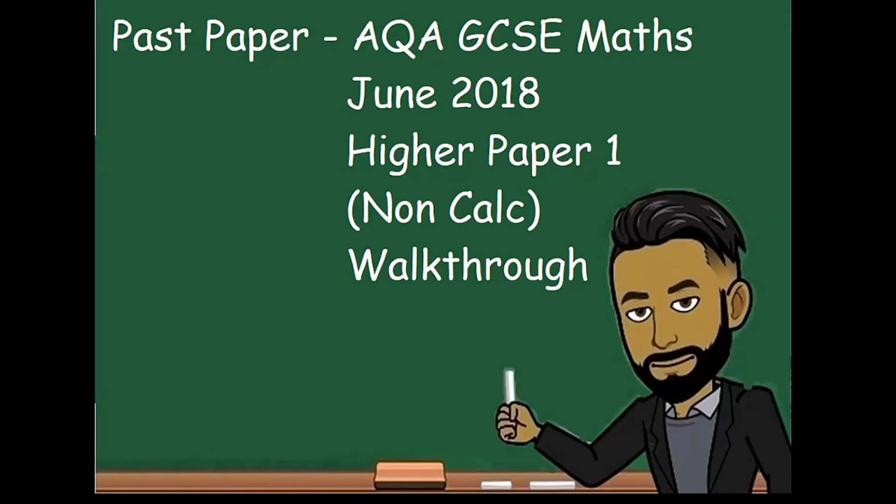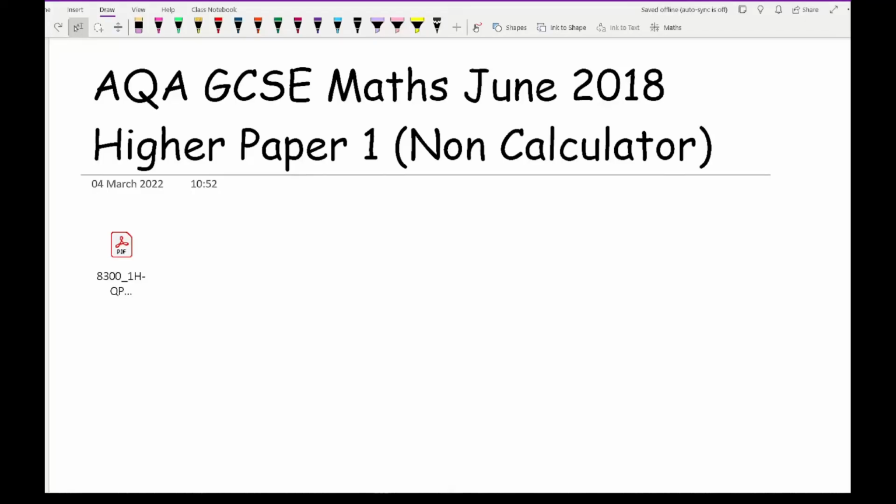In this video we'll be going over the AQA GCSE Maths June 2018 Higher Paper 1, which is a non-calculator paper. As always there'll be a link to the paper in the description below along with the grade boundaries for this individual paper, so once you've marked your paper you can then see how well you've done. So let's get started on this AQA GCSE Maths June 2018 Higher Paper 1.